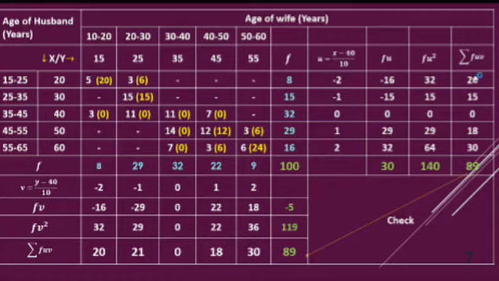Go to that last column, this. Summation FUV. Summation means you have to add FUV. How do you find this FUV? Now these are cell frequencies 5, 3, 15, 3, 11, 11, 7. Those are all cell frequencies.